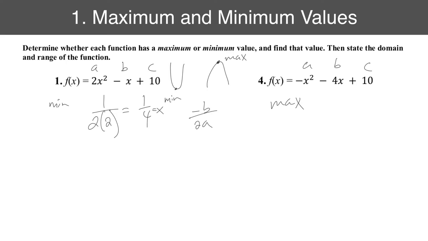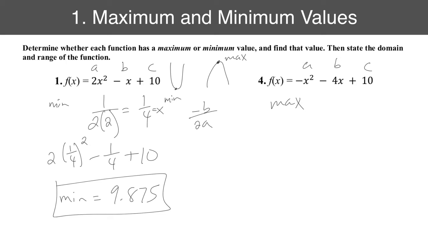Now you're not done. You then take that and plug it back in for every x in your quadratic. Then that will give you your minimum value. So let's plug it back in. It'll be 2 times (1/4) squared minus 1/4 plus 10. So we work that out, and let's see what our minimum value is going to be. After we work that out, it comes out to be 9.875. So that would be the minimum value for this quadratic, the lowest value that the quadratic will go down to.